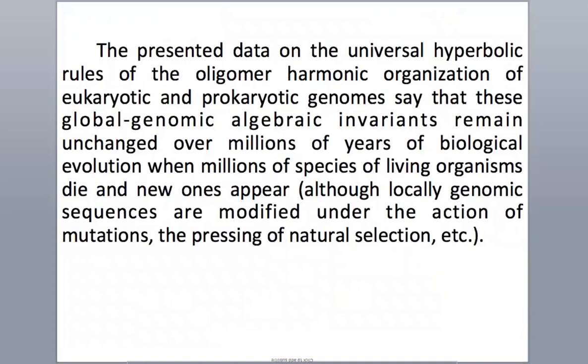The presented data on the universal hyperbolic rules of the oligomer harmonic organization of eukaryotic and prokaryotic genomes say that these global genomic algebraic invariants remain unchanged over millions of years of biological evolution, when millions of species of living organisms die and new ones appear, although locally genomic sequences are modified under the action of mutations, the pressure of natural selection, etc.